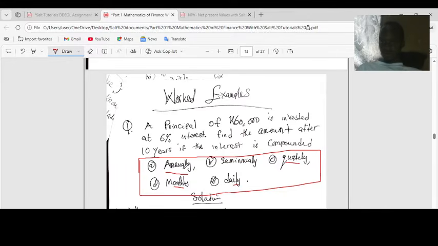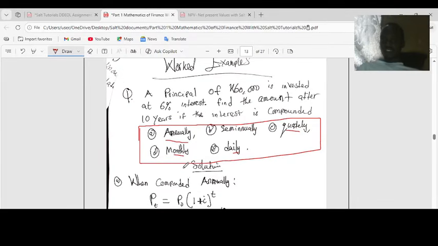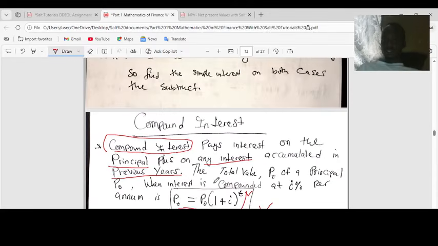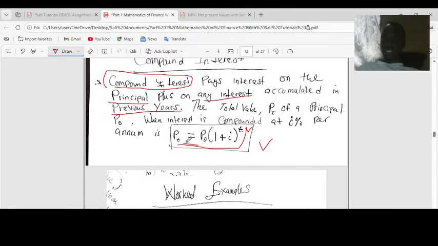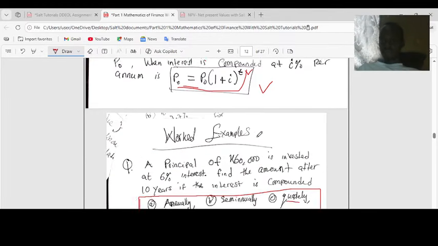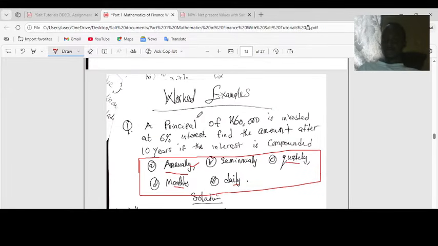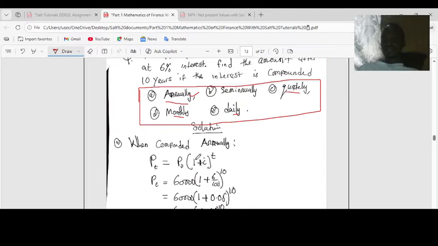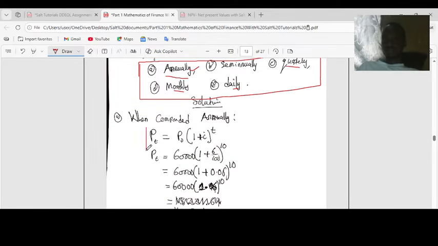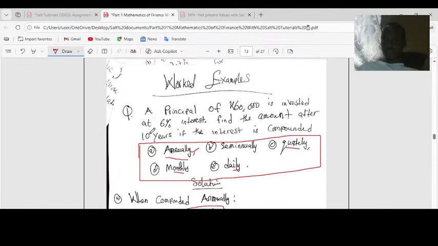What does annually mean? When you are compounding several times, the formula will change. Now look at this. PT is equal to P0 (1 + i)^T. This is the general formula when interest is compounded every year. Every year means annually. So if I tell you to calculate the future value when interest is compounded annually, don't stress, just use the same formula.